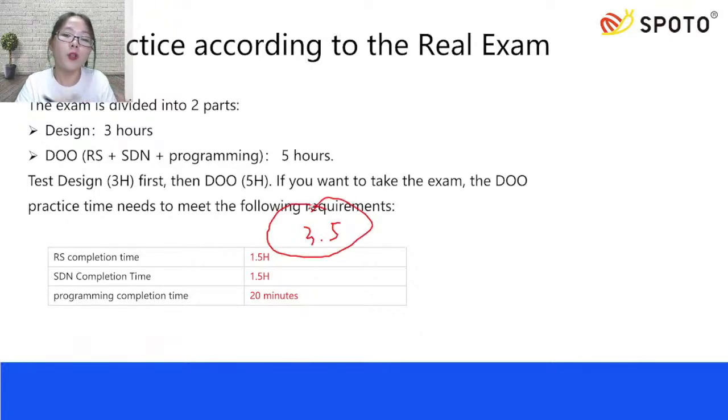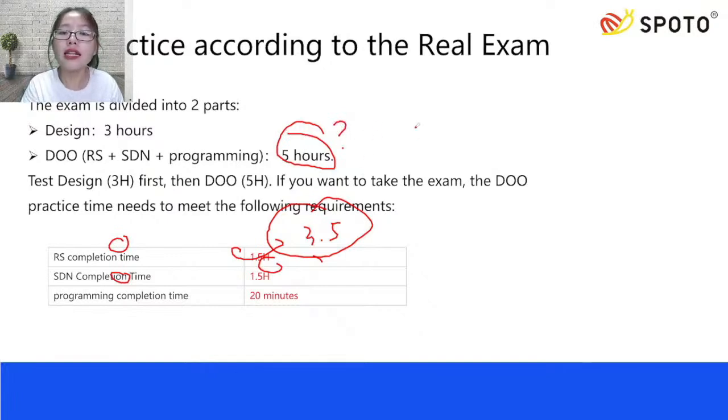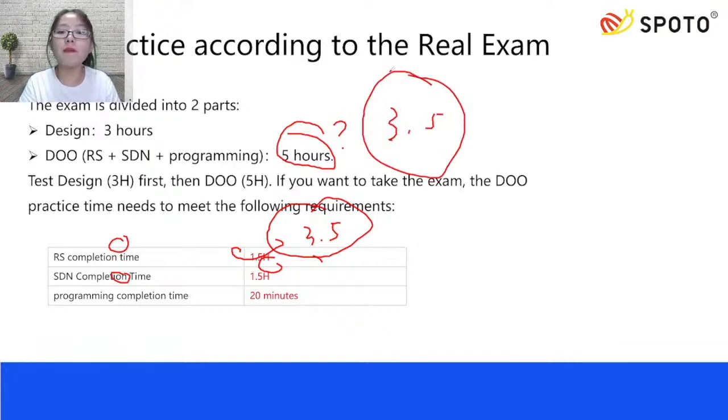For example, routing and switching and the SDN need to be completed within 1.5 hours. Many students find it very strange that DOO has 5 hours. Why are the requirements so high? Why do you require me to complete it within 3.5?